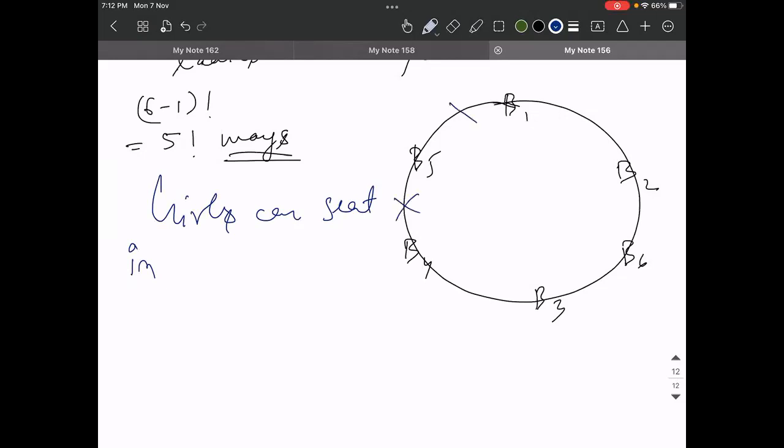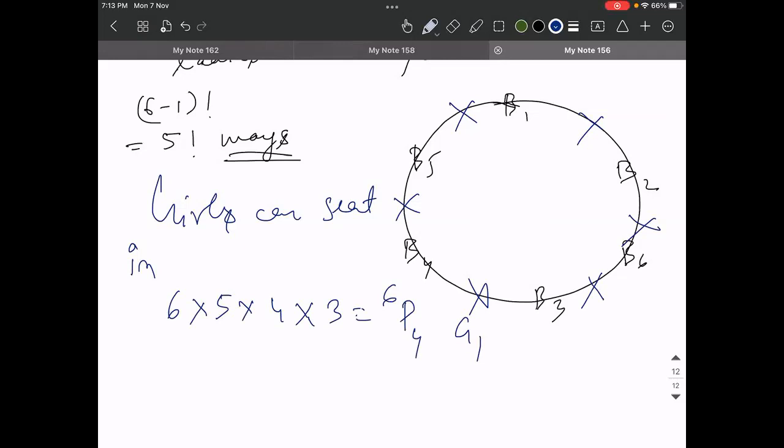So the girls can go here, they have 6 positions, right? And only 4 girls are there. So if girl 1 is going here, in how many positions can girl 1 go? 6 positions. The second girl can go in how many positions? 5. Third and fourth in 4 and 3. So this is what? 6P4. So 6P4 ways the girls can sit.